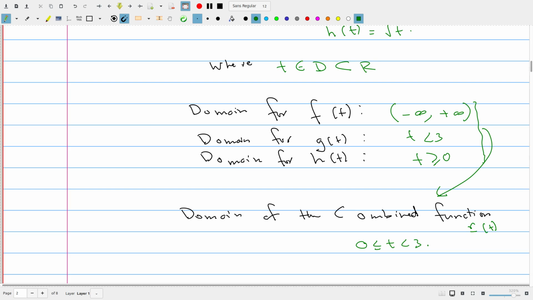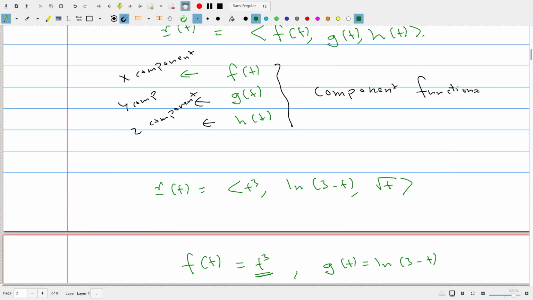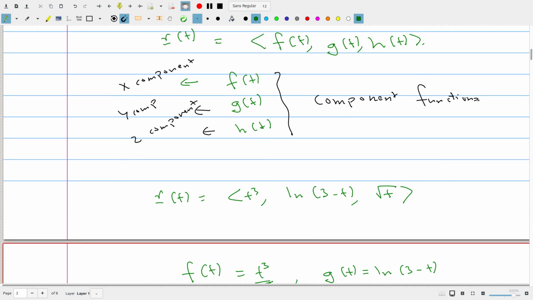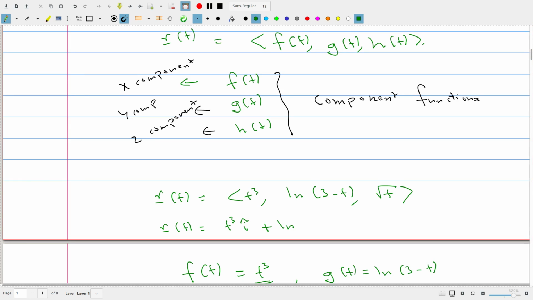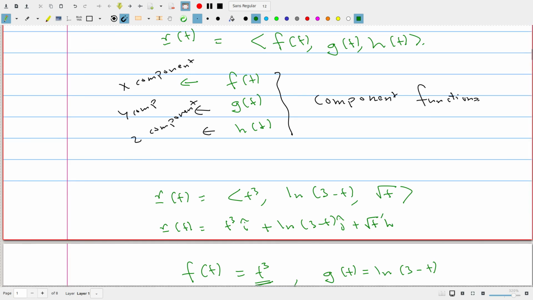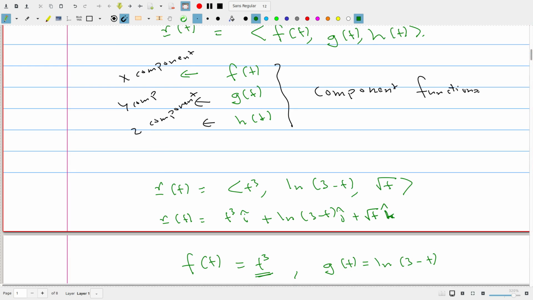So this function, r(t), can also be written, as you're probably familiar with, in terms of the basis vectors i, j, and k: t cubed i plus ln of 3 minus t j plus the square root of t k.